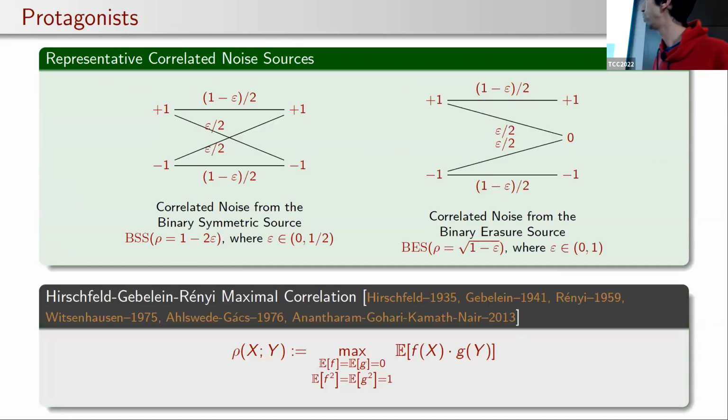In this talk I use two notations, BSS and BES. BSS is the binary symmetric source with flip probability epsilon, but instead of epsilon, I use rho, which is the maximum correlation. The same for BES, we use rho, which is the square root of 1 minus epsilon. This is also the maximum correlation. Maximum correlation is a concept in information theory, and it is not important here. But epsilon here is the erasure probability.